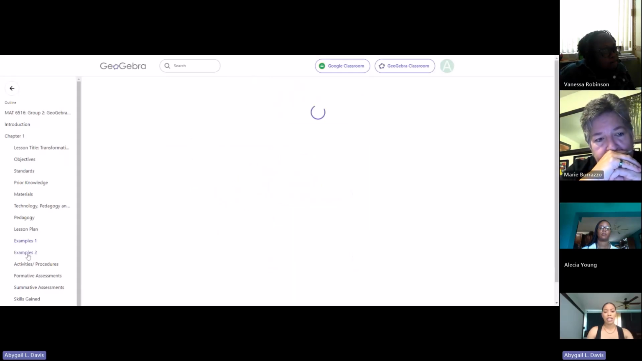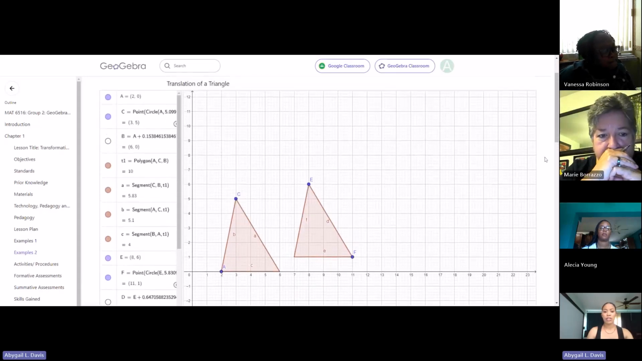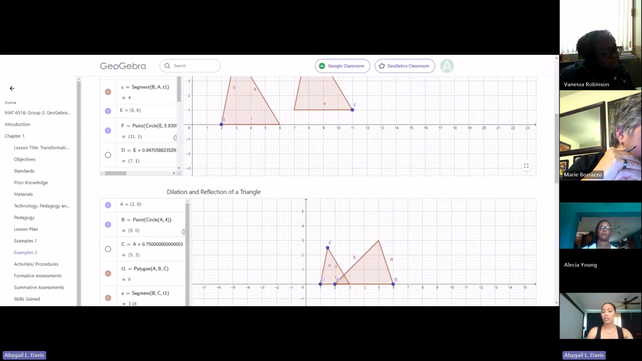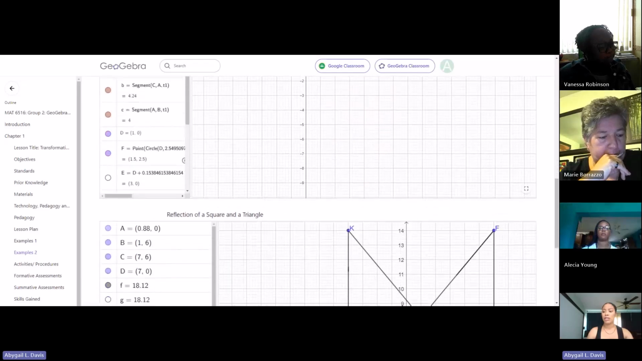Example 2 would also be teacher-led, where we have some translations shown, and we have a dilation and a reflection shown together. And so students will be walked through these examples by the instructor.